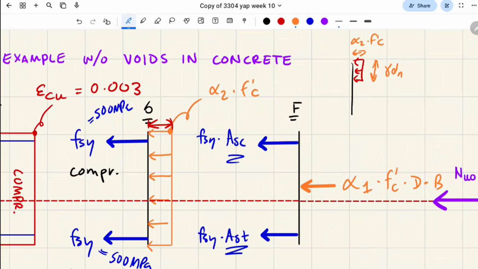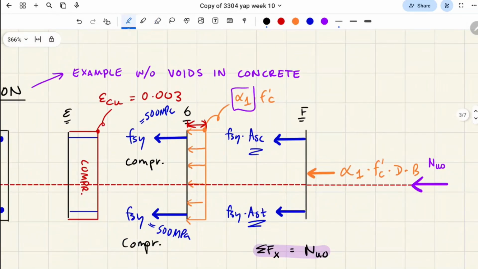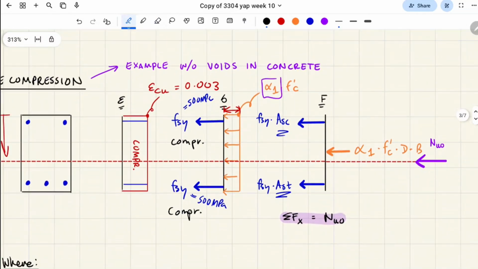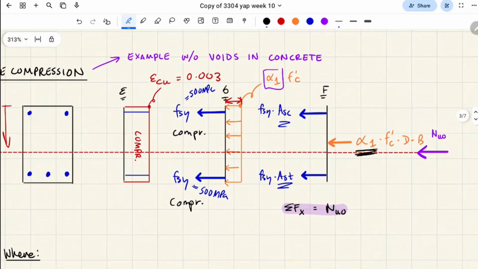Okay. So I've got a new variable to introduce to you. It's alpha 1, right? Alpha 1 is only used for the case of pure compression. I'll show you the formula for it later. But we use this and not alpha 2 for our case of pure compression. And we do that, and then the entire thing, it's not gamma dn because we don't have a neutral axis, and the entire concrete block is in compression, so that's just d, right? And then multiplied by the width, and that gives us the force of the compressive concrete, right?